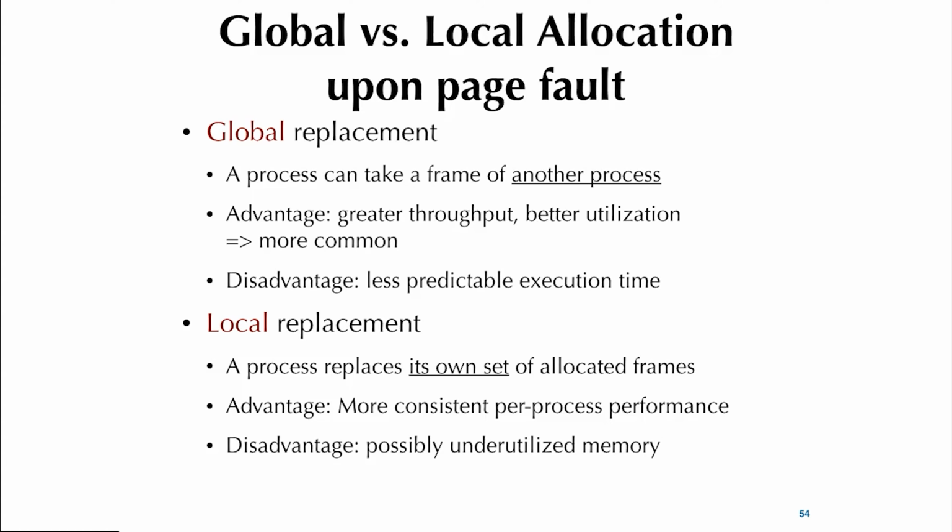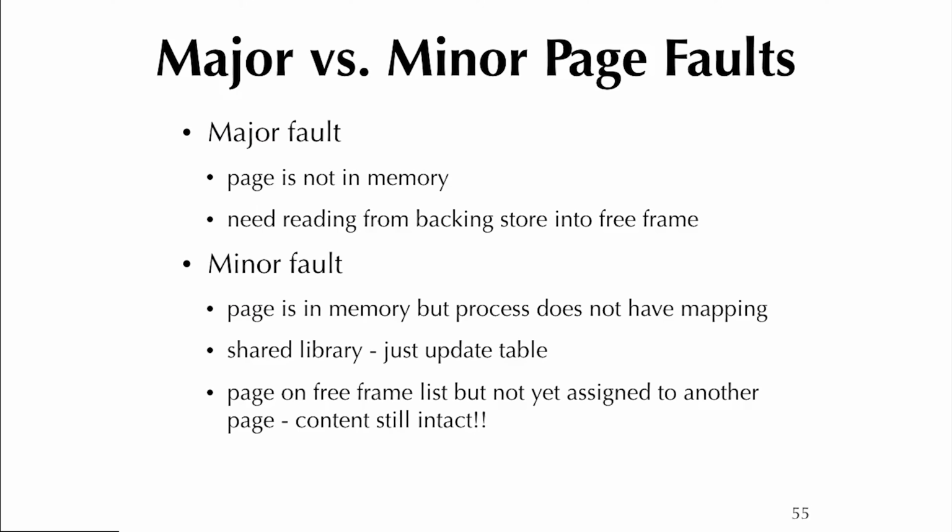Whereas if you limit a process to only its local set of frames, then yes, it's more predictable behavior, but then it might not be a good match because the number of frames that the process needs may differ, may vary over time. And so that is probably not as good with memory utilization or frame utilization unless you can somehow adapt that to the demands.